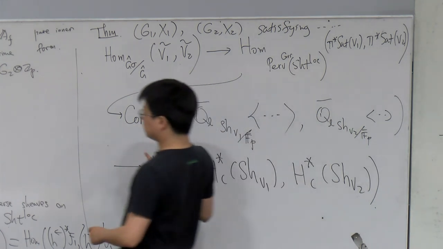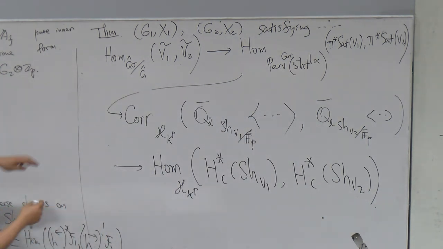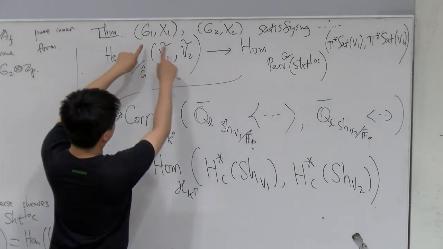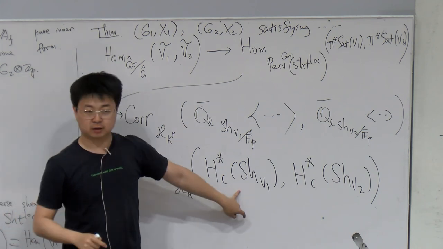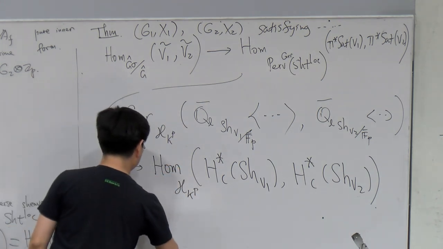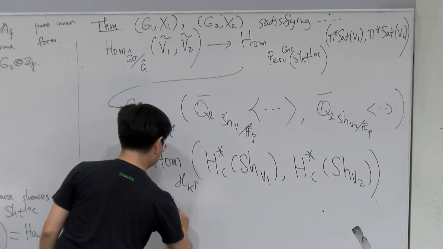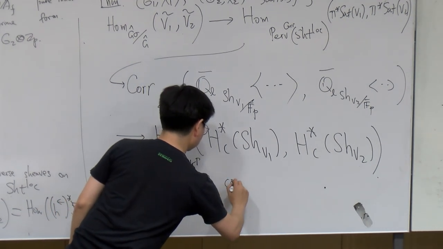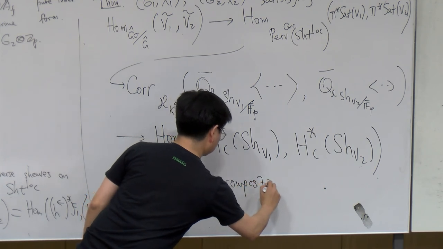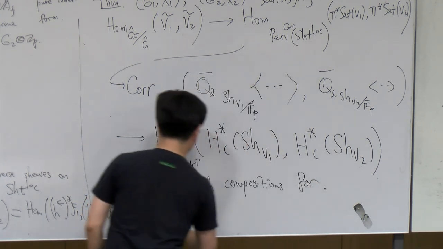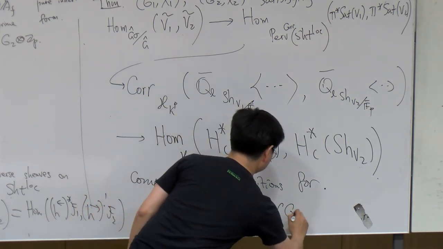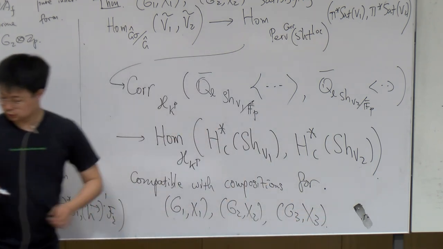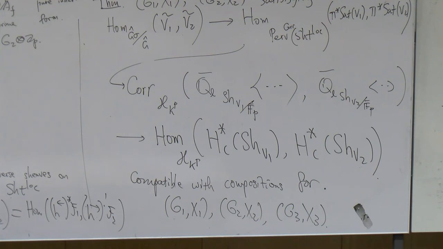So we get such a map, but we get more, because it's not just a map. It also respects composition. If you have G1, G2, G3, here I can compose, and here I can also compose. So it's compatible with compositions, for G_X1, G_X2, G_X3. So that's the basic theorem.